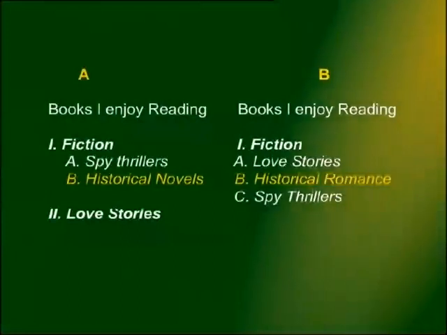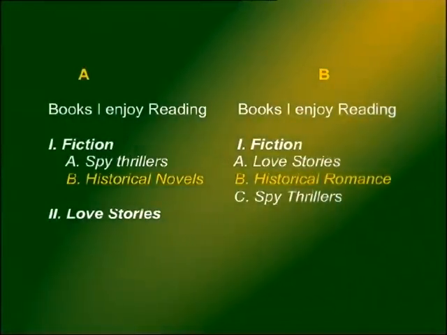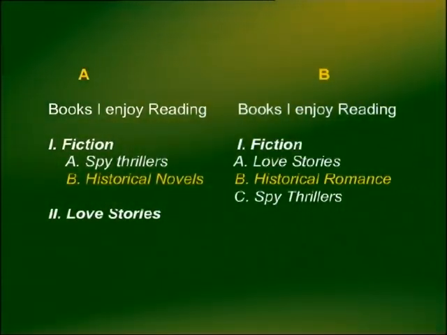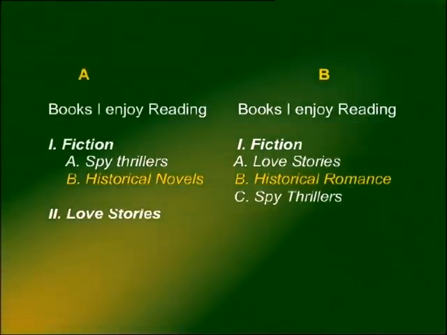Now this kind of organization helps in making the differences clear and in focusing on one particular difference or category at a time. Here are two more examples of topic outlines. You notice the difference between the two lists. The topic is books I enjoy reading. You've got list A and you've got list B.